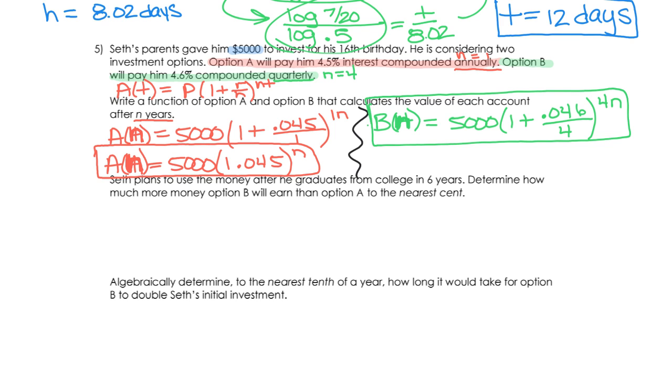All right, so in the next part, it says that Seth plans to use the money after he graduates from college in 6 years. Oops, again, not what I wanted to do. They want you to determine how much more money option B will earn than option A to the nearest cents.